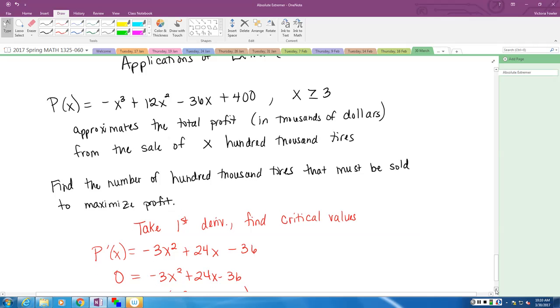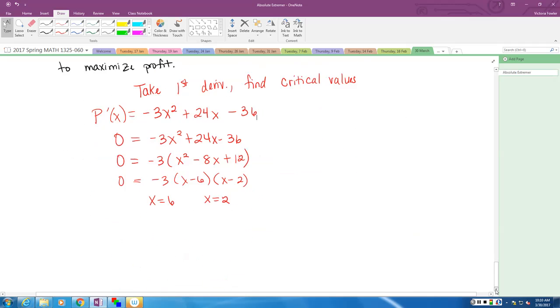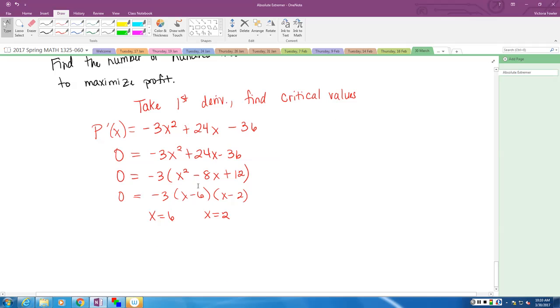All right, if you're finding critical values, you're going to find your critical numbers by setting this equal to 0. And then what did you do next? Factored it to solve it. Okay, did you factor out a GCF? So I factored out negative 3, and I'm going to go back through because I did this real quick, and start walking around. Did I do this correctly? I think so. I'm checking my signs here. Okay, so I come down and I get, do y'all have the same thing? X would be 6 or X would be 2.